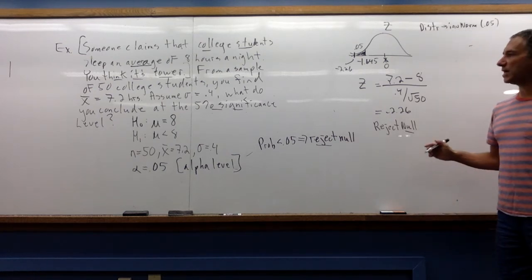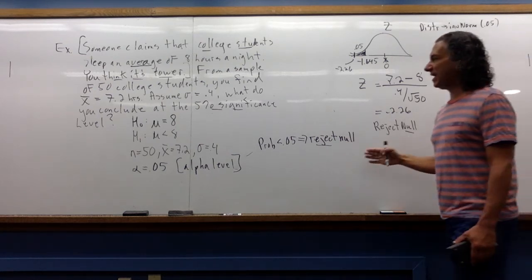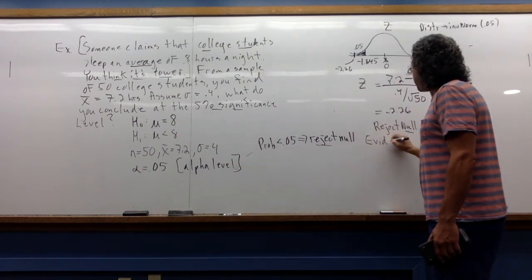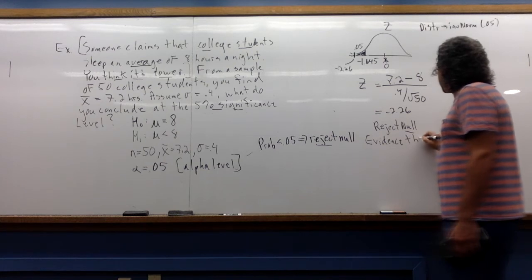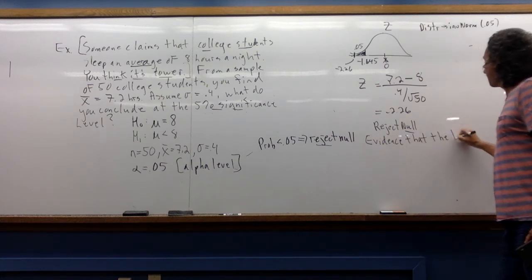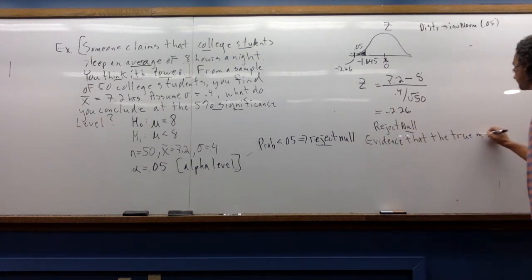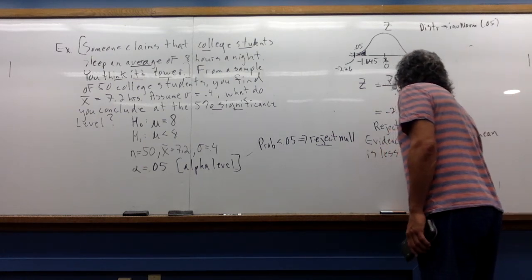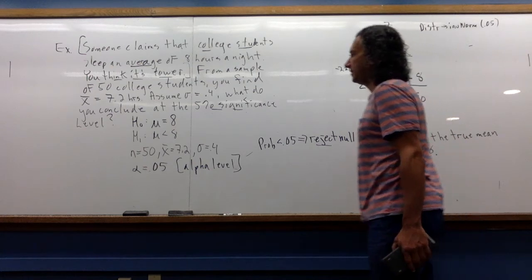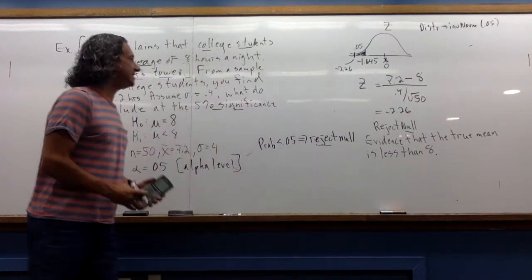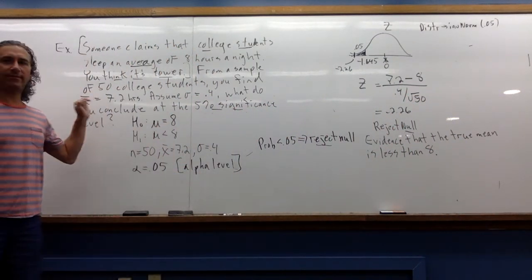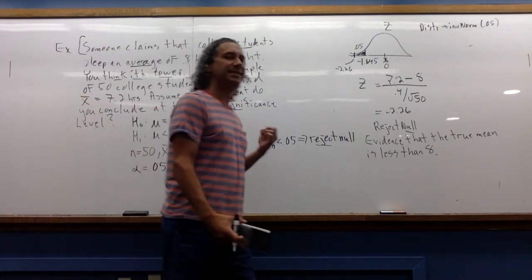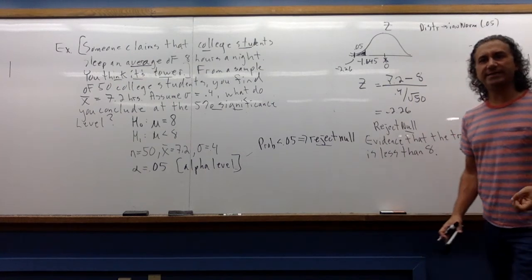In this case, we're going to reject the null. Another way of saying this is that it's evidence that the true mean is less than 8. Notice I didn't test that it's equal to 7.2. I'm testing whether it equals 8 or whether it's less than 8, and this is evidence that it's less than 8.